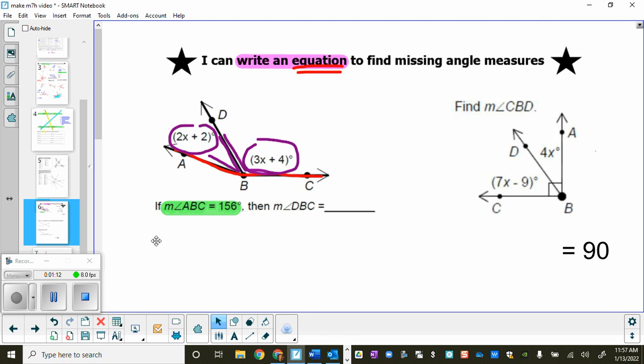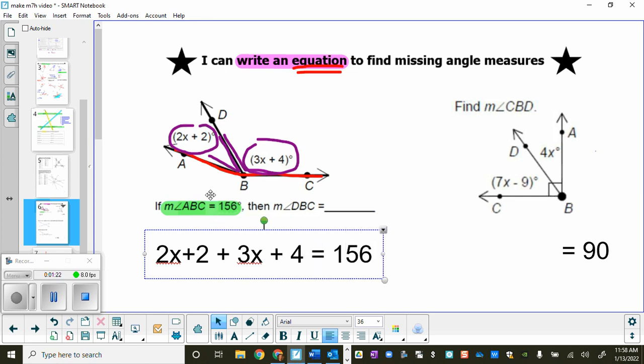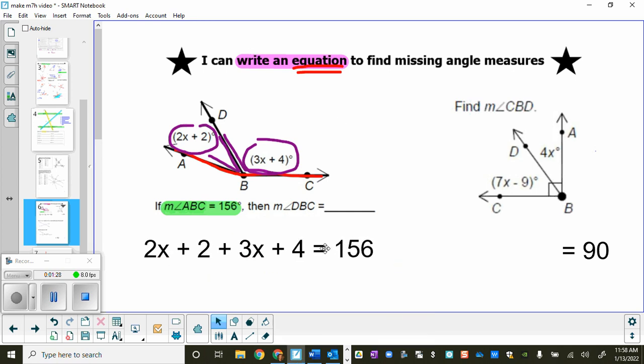So I'm going to type it in right here. We've got a 2x plus 2. That's this first smaller angle. And if I add it to the other angle, 3x plus 4, I know that together they add up to 156. So what I literally just did was write an equation that we're now going to use to find the missing angle measure.